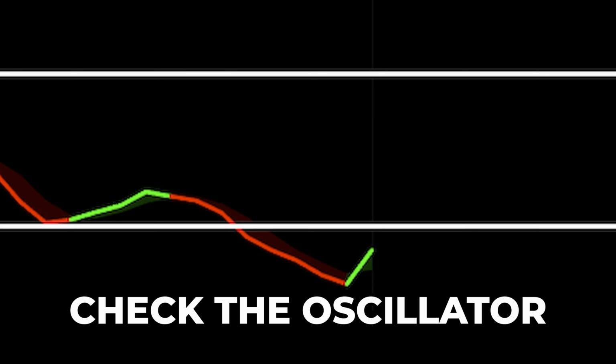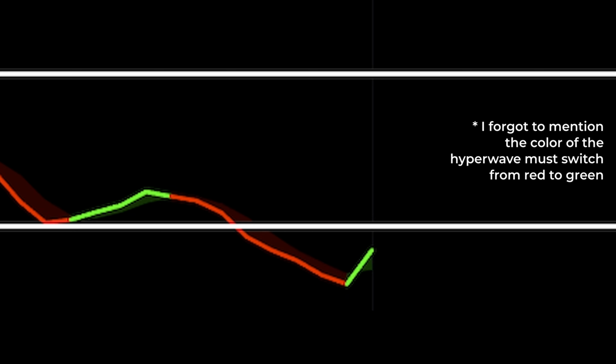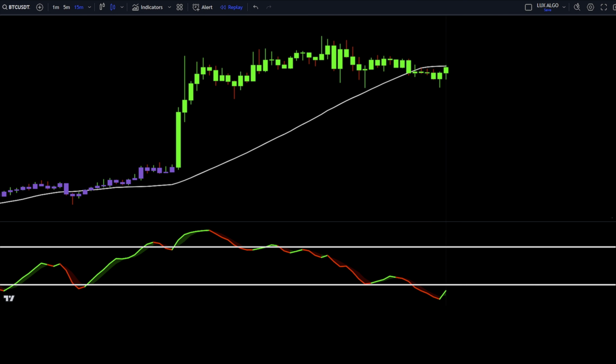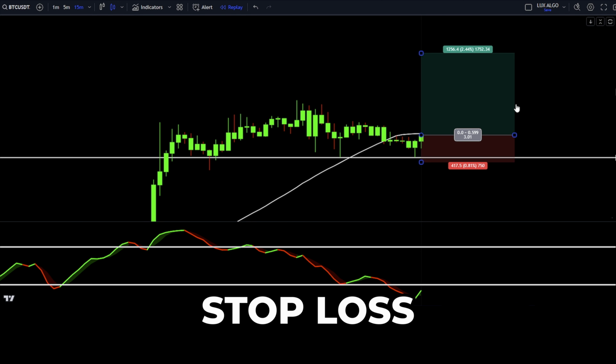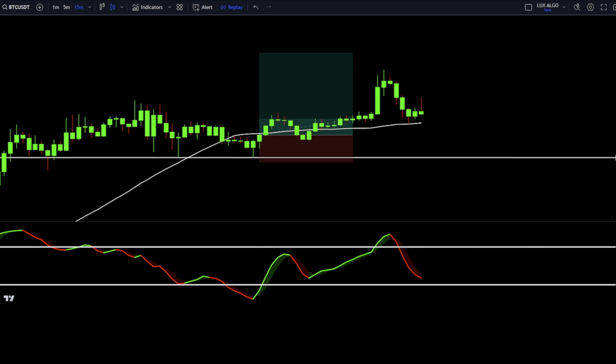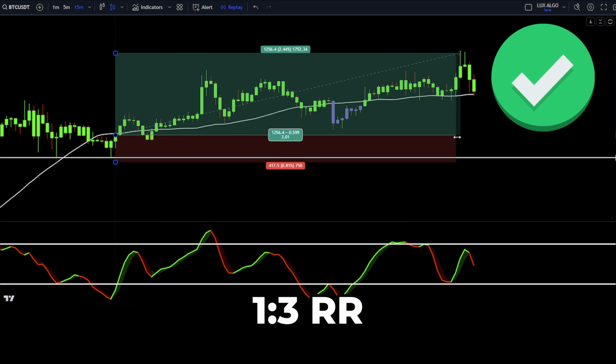Third, now we need to check the oscillator. For the oscillator to give us a valid long entry signal, we need to see the hyperwave crossing below the 40 level. As we can see here, the hyperwave crossed and closed below the 40 level, so all conditions for a valid long entry are met, and we can open a buy trade at the close of the candlestick. We put our stop loss below the recent lowest point, and we are going to exit our trade in profit as soon as we reach a 1-to-3 risk to reward ratio.